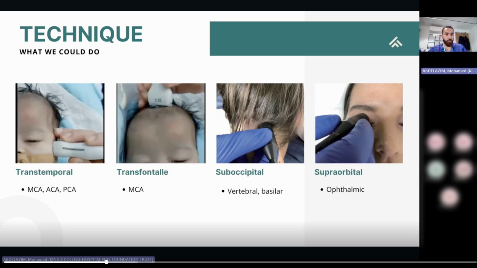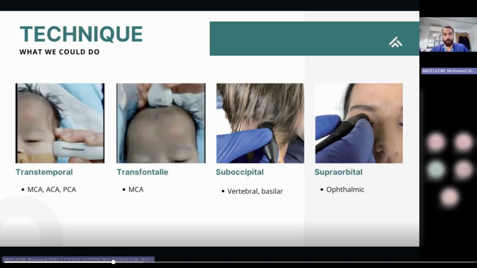So through the transtemporal window, you could scan the MCA, the anterior cerebral artery, or the posterior cerebral artery, but usually the middle cerebral artery is the preferred one. That is mainly because of the direction of the blood that goes towards your probe, so you don't need to angle too much with the probe, and you can get specific, accurate numbers through scanning this artery.